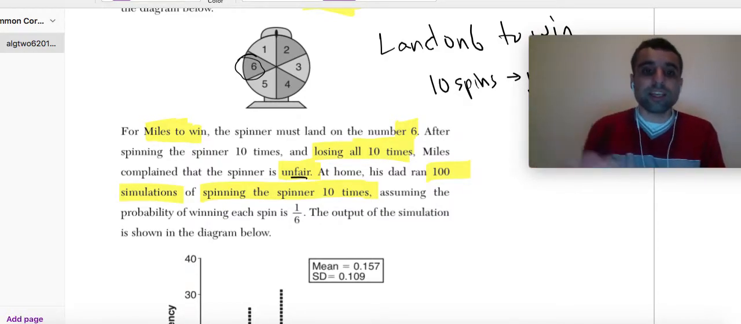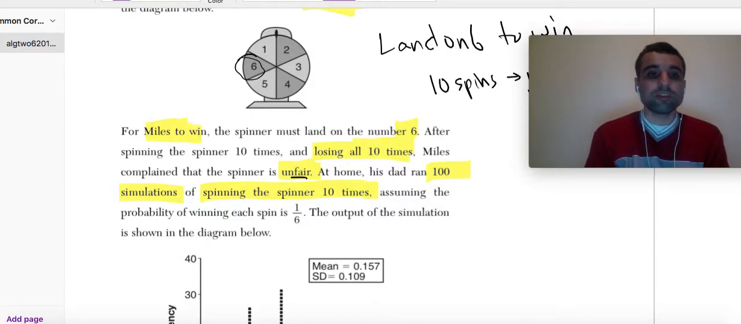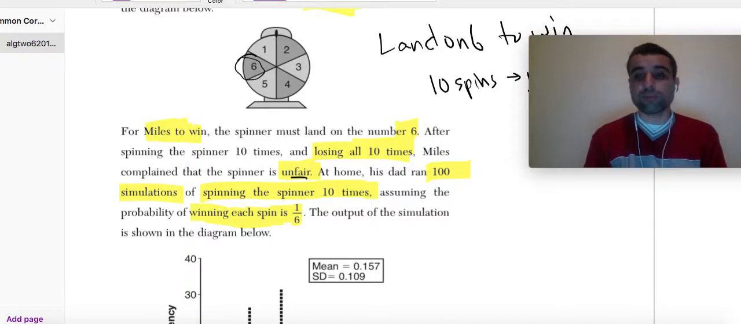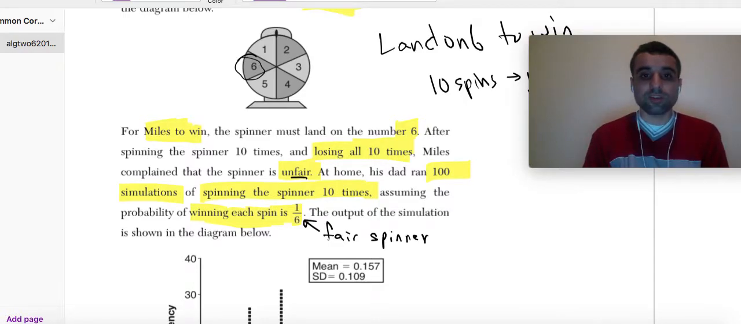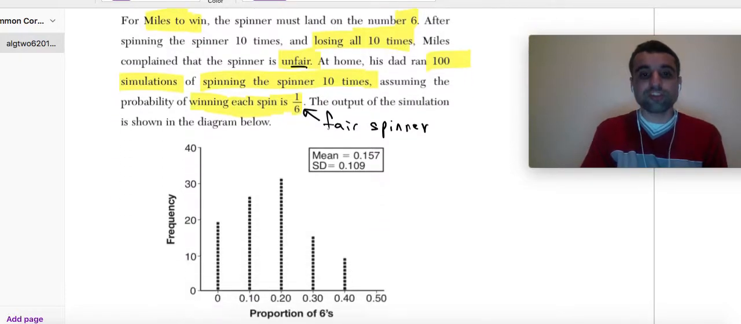But that's what he did, and he assumed that the probability of winning each spin, which is landing on 6, is equal to 1/6. That makes sense because there are 6 equal-sized regions, so landing on any number should have a probability of 1/6. This assumes that the spinner is fair, meaning there's equal chance of landing on any of the numbers. So the probability of winning is 1/6. The probability of losing is 5/6, because there are 5 other places it could land. The output of the simulation is shown in the diagram below.